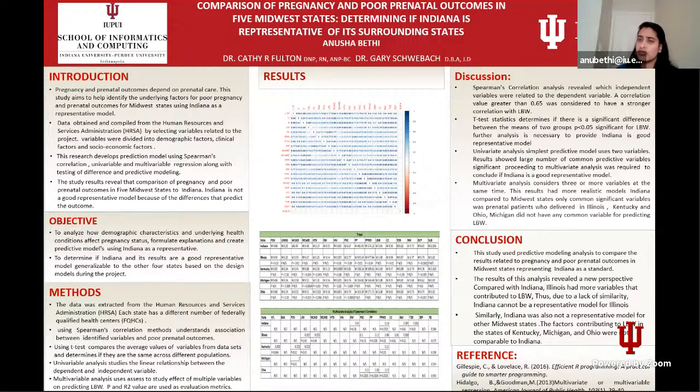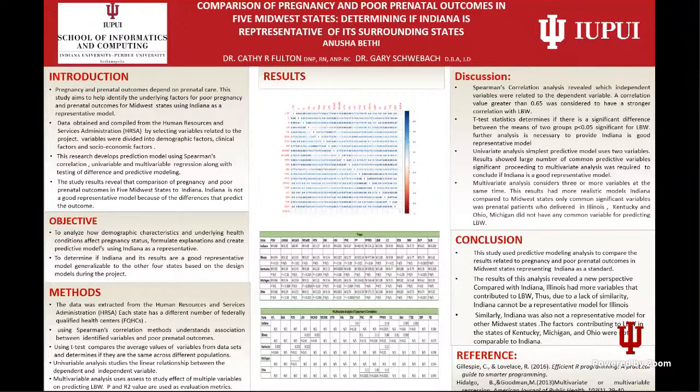I would also see preterm labor as one of the important dependent variables, considering all these independent variables along with preterm birth, because according to the statistics from the literature review, preterm birth was also showing a major significance. Okay, thank you.